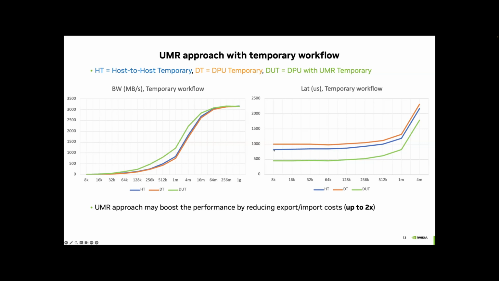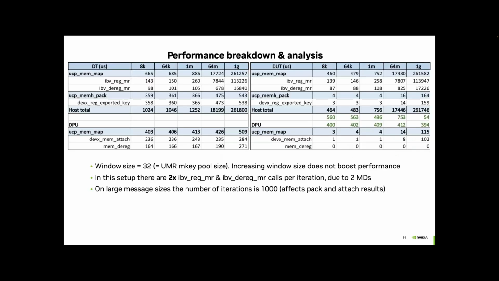Just because this is not an optimized case. We create this atomic key on the first call, and I guess this optimization is done to improve performance in certain cases. And obviously with UMR, we don't create this extra atomic key, neither on the exporter nor on the importer side, and that's why the latency is lower. Okay, so let's take a look at the performance breakdown and analysis.